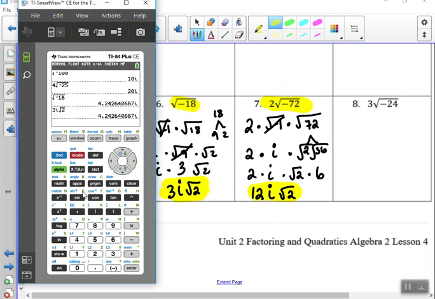I'm going to go ahead and check it in my calculator. 2 square root of negative 72. Enter. I get some decimal. And then I'm going to plug in my answer. 12i square root of 2. Hit enter. And then all the decimals, everything should match, including the i.